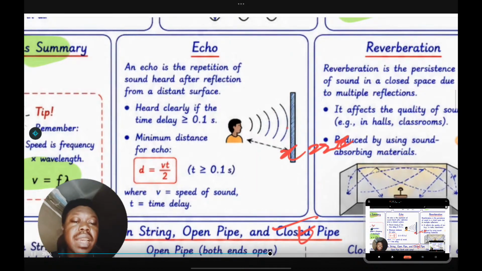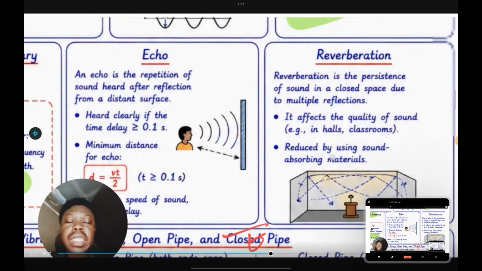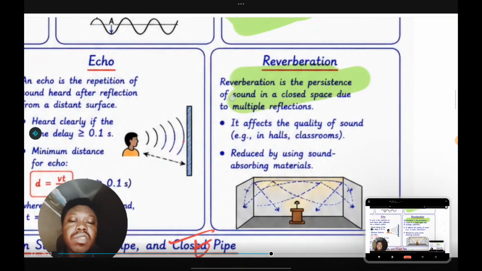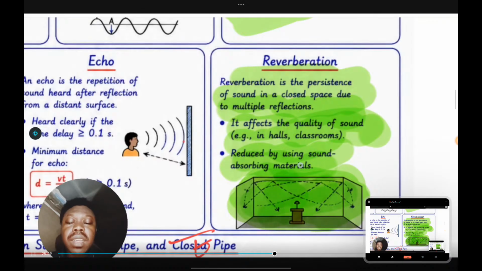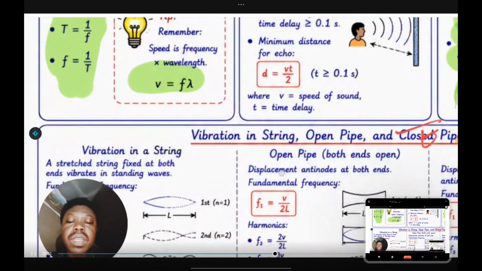Take note of that. And then we now have what we call reverberation under sound wave. Reverberation is the persistence of sound in a closed space due to multiple reflections. It affects the quality of sound in halls and classrooms. How can you reduce it? You can reduce it by using absorbing materials on the wall, like foam, or you pad the wall with soft materials that can absorb the sound that is hitting the wall. Take note of all these.